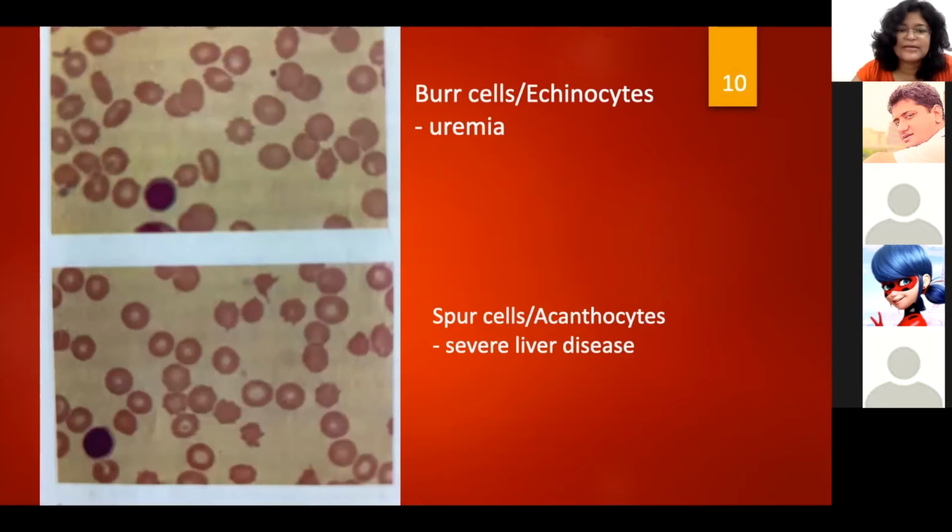Now, you could get a multiple choice question with both these pictures, the top and the bottom. The difference between them is, I'm sorry, I don't have a pointer, but the Burr cells on top, the spicules are equally distributed around the cell. If you see, there's one right in the middle. And in a spur cell, or the acanthocytes, which are seen in severe liver disease, the one slide at the bottom, the spicules are not equally distributed throughout. They're not spaced equally. So you'll find them randomly located. Those are acanthocytes or spur cells.